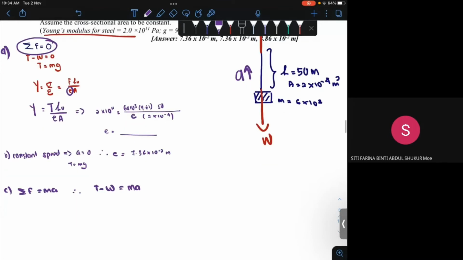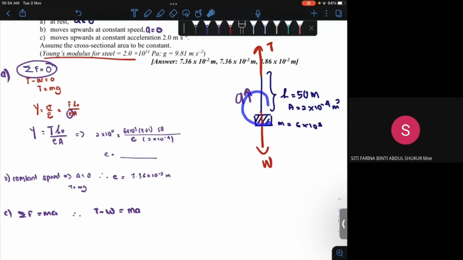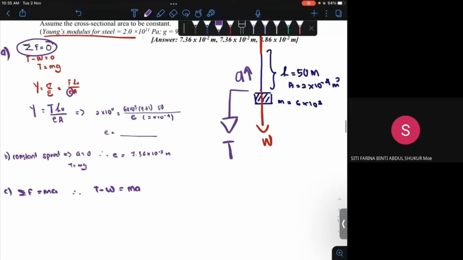So now the extension that the object is going to experience dekat sini adalah due to the tension. Extension yang dia akan experience adalah disebabkan oleh force tension. So apa jadi sekarang? Tension kamu adalah mass times acceleration plus weight. W adalah mg. Saya kembangkan sekejap. So it becomes mass acceleration campur dengan weight.